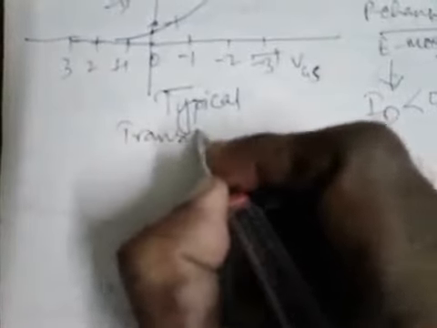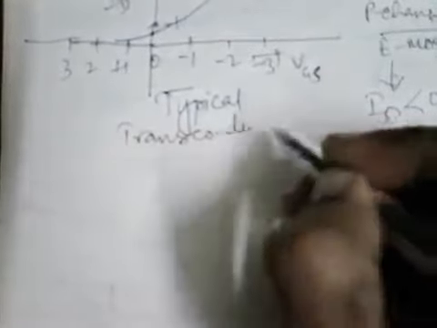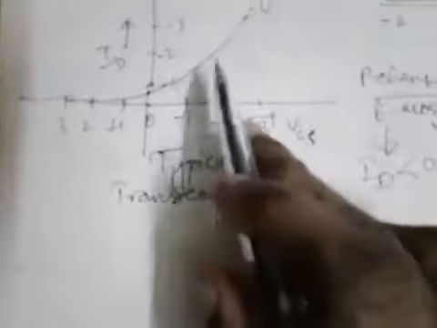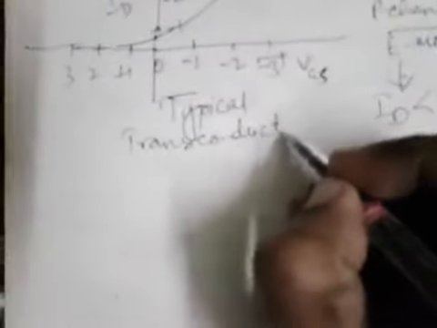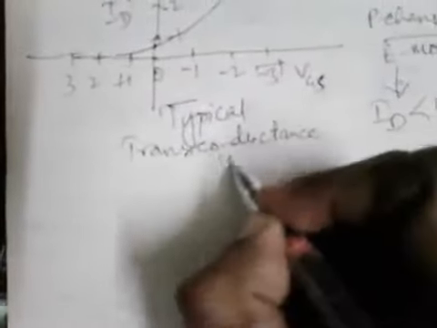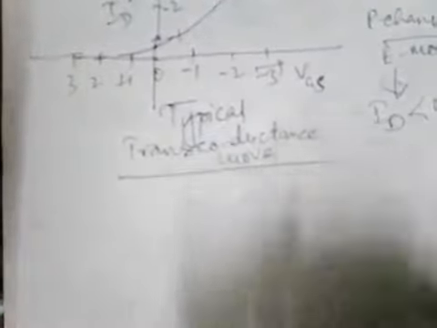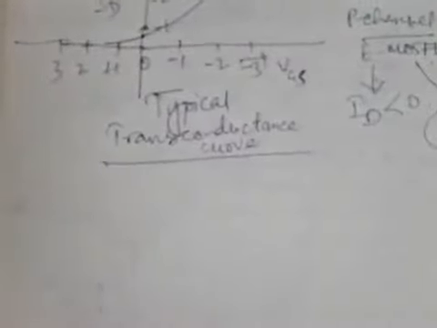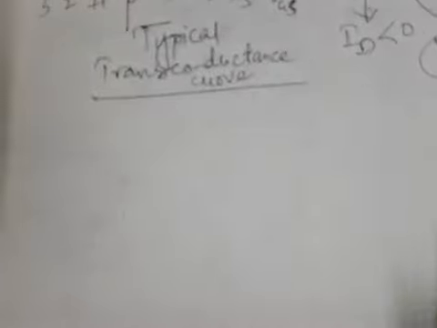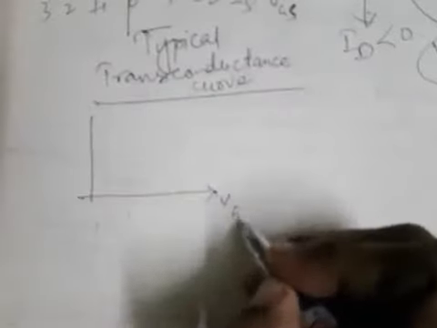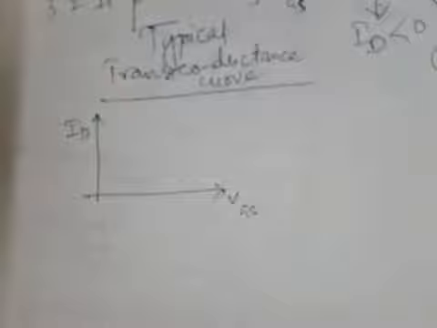So the typical transconductance curve, which will be a modified form of this characteristic, will look like this. From here also we can specify the ohmic and active region. So take the two axes. In the x axis it is VGS once again, and in the y axis it is ID once again.